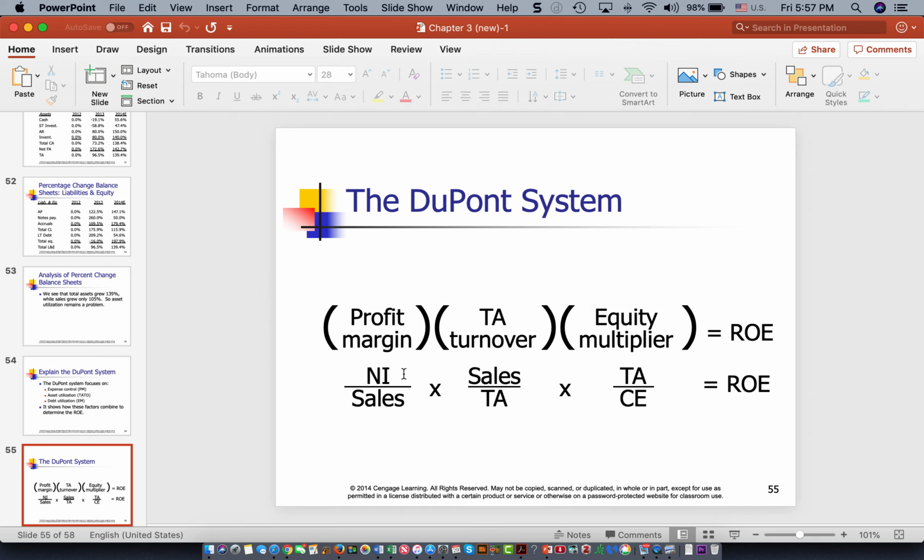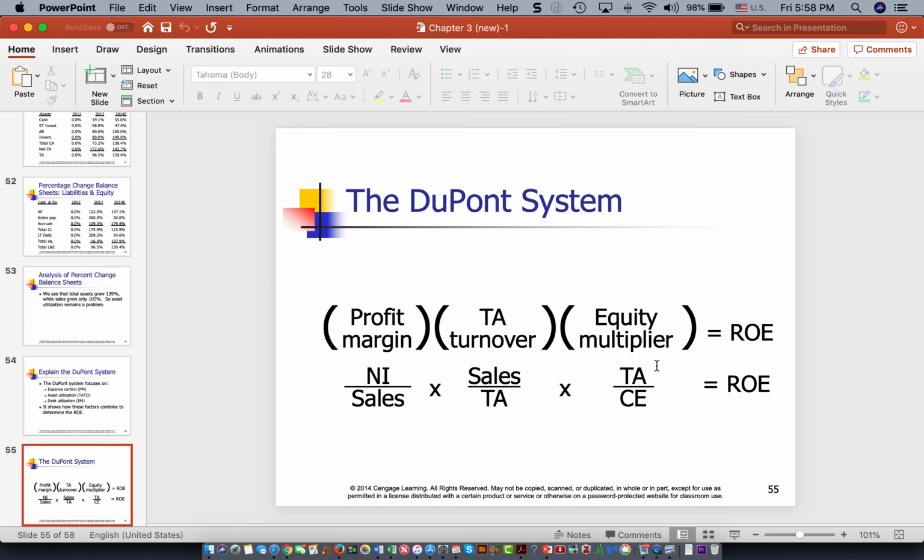So if you see net income, if you see common equity, and the rest of them are canceling out, that's return on equity. Now by this they show that return on equity going up is not something one has to be very happy about, because ROE can go up when profit margin goes up or total asset turnover goes up.